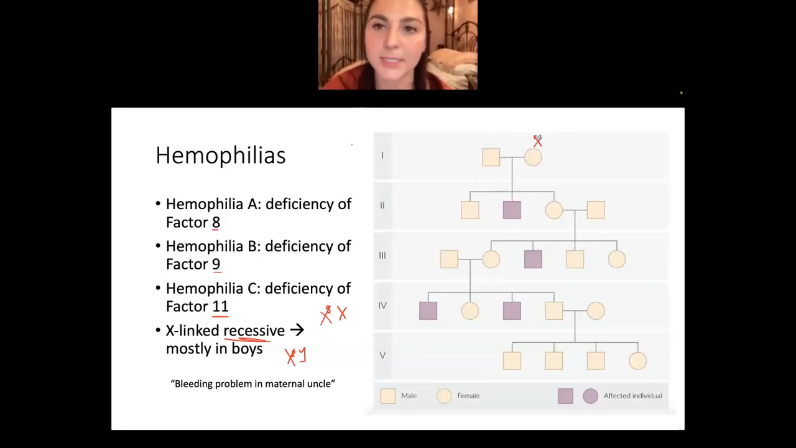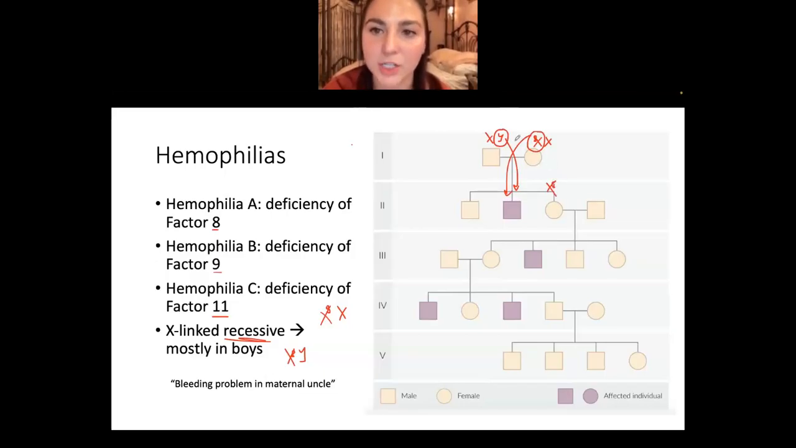But mom is probably a carrier for it. So let's say here's X8 and then this one's normal, because mom doesn't have it. She's not shaded in, but she's carrying it. She probably gave this X chromosome to her son, and then dad gave the Y chromosome to him. And now that's why he has it.